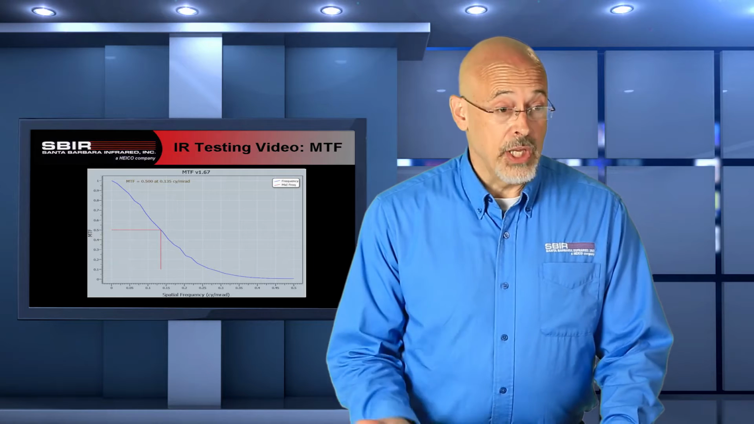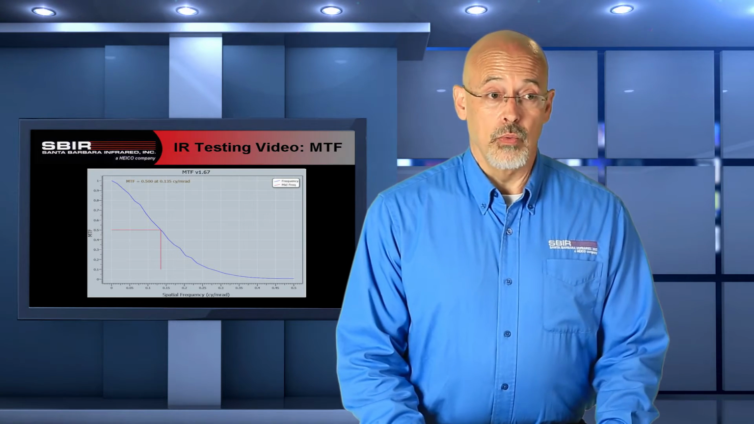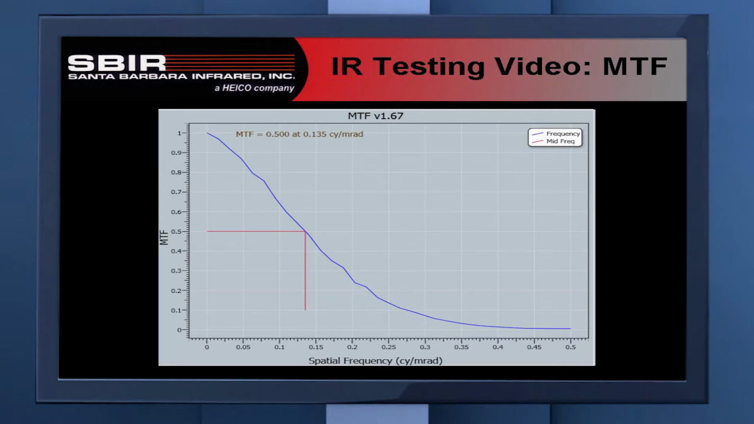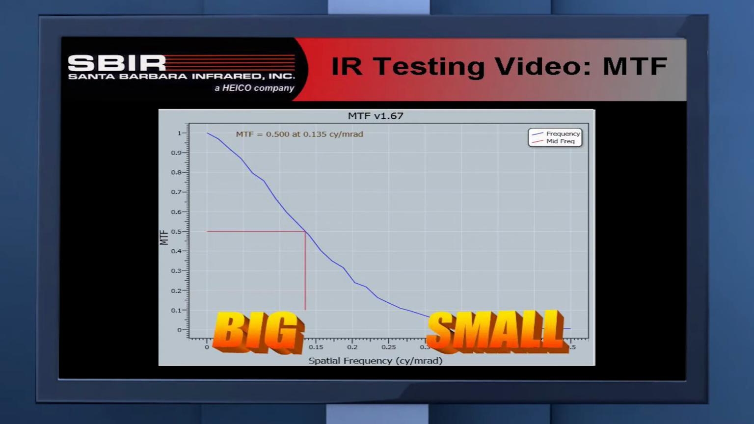Now this is a typical MTF curve, and what it tells us is how well we can see things relative to each other depending on their size. The way that you interpret this graph is that the bottom axis on the left are big things, and on the right are small things. So that tells us relative size.